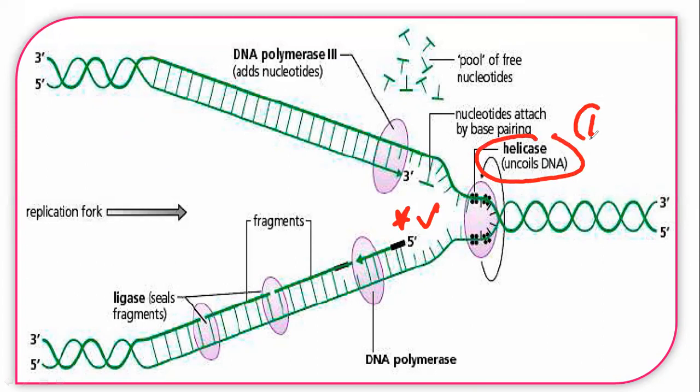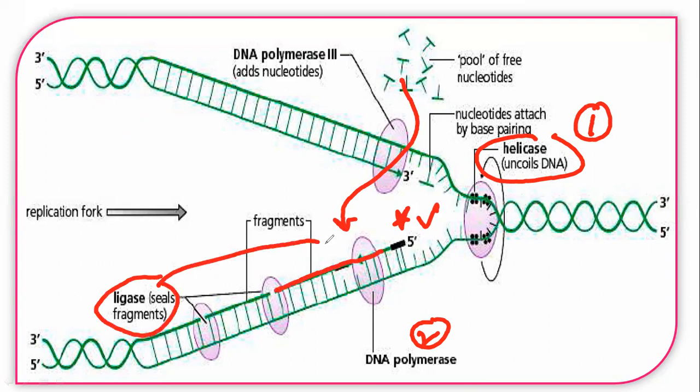Helicase is only going to have one function, that is to uncoil. What is the function of the DNA polymerase? That is to assemble these free nucleotides on the complementary base pair. And what is this ligase going to help you out with? To attach, to paste, to basically seal those fragments.